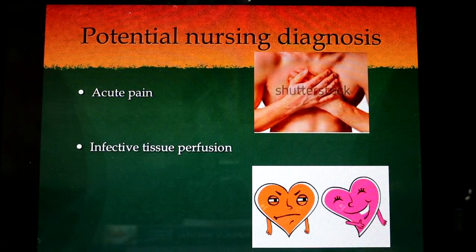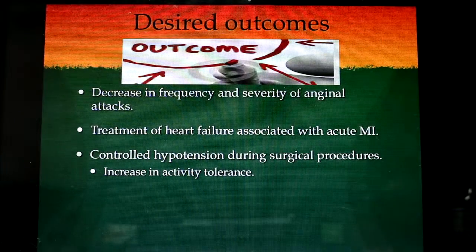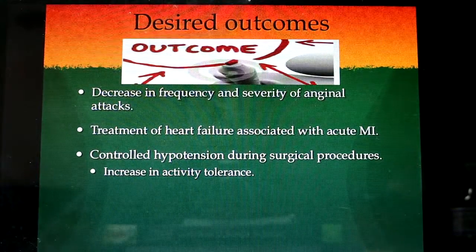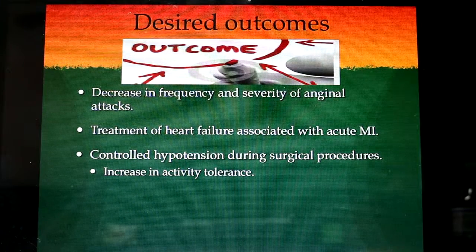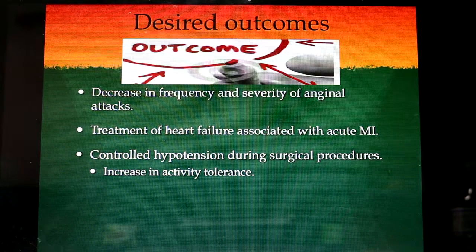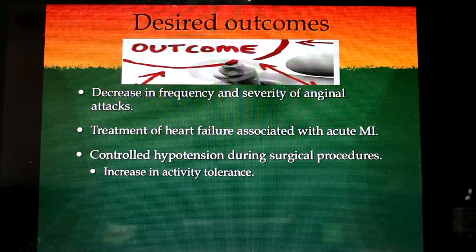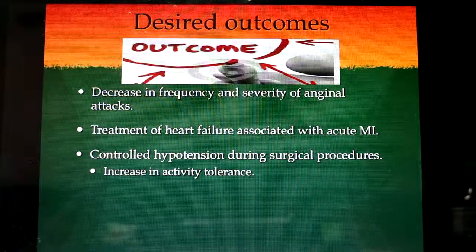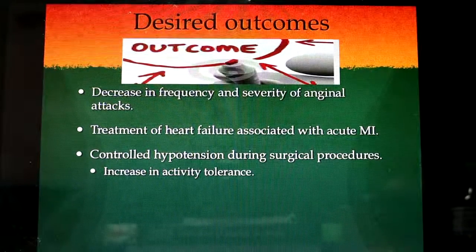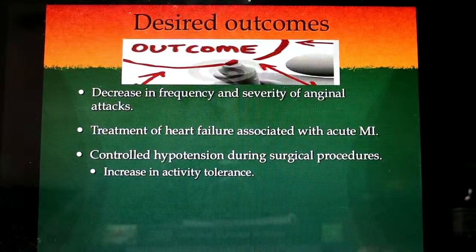What are the potential nursing diagnoses? Acute pain and ineffective tissue perfusion. Desired outcomes: decrease in frequency and severity of anginal attacks, treatment of heart failure associated with acute MIs, and controlled hypotension during surgical procedures, which is increase in activity tolerance.